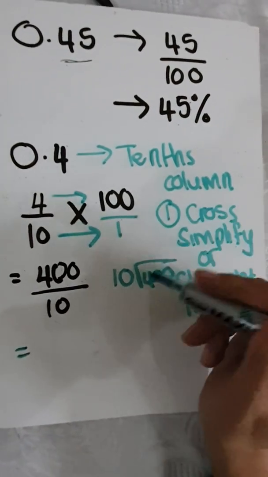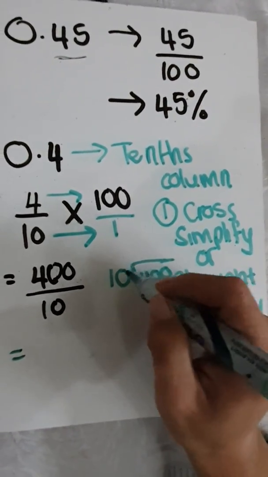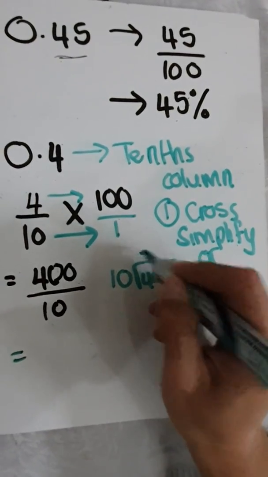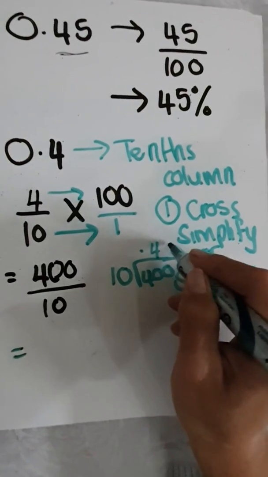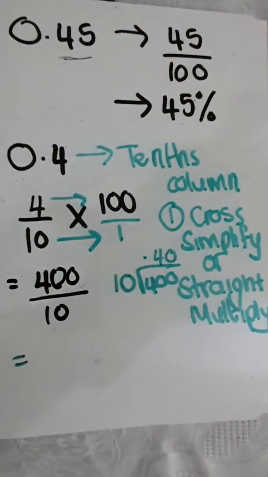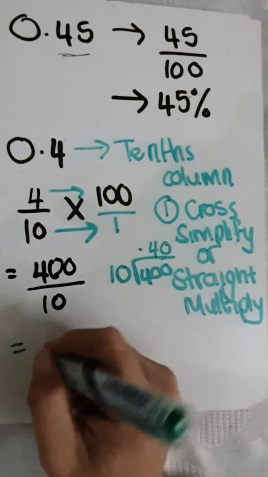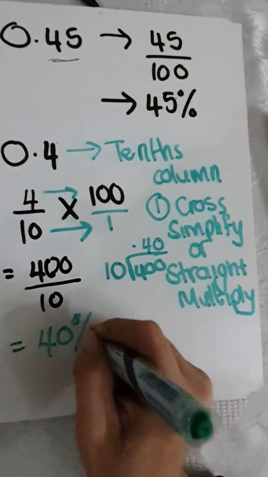Now, as we do in normal division, we will do the check. Can 10 go into 4? No. Can it go into 40? It goes in 4 times. And our 0 goes up high because 10 cannot go into 0. That again leaves us with 40%.